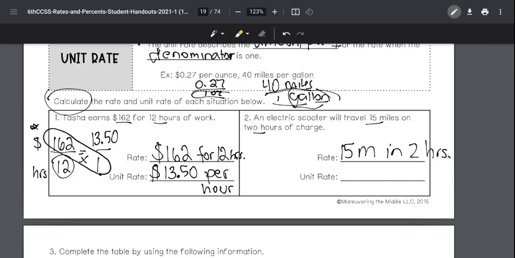Our rate is just taking that information. So I'm going to do miles to hours, 15 miles in 2 hours equals 1 hour. How many miles? So we're going to cross multiply and divide once again. 15 times 1 is 15. We're going to divide that by 2. So type in your calculator, 15 divided by 2, and we figure out that in 1 hour we can make it 7.5 miles. So our unit rate is 7.5 miles per hour.